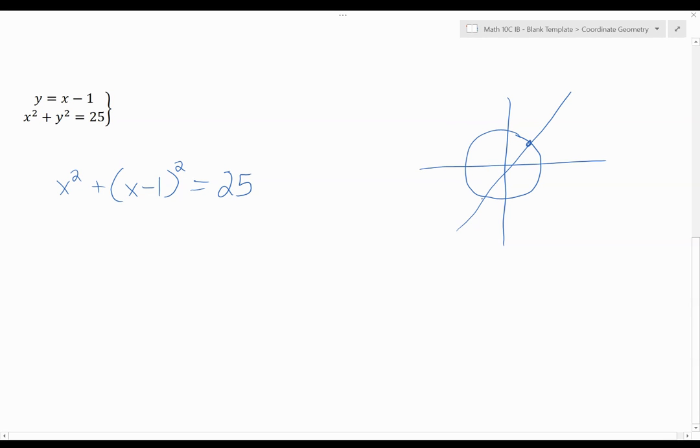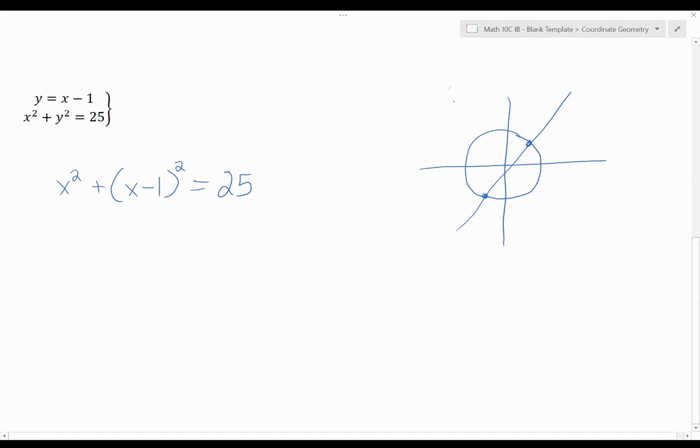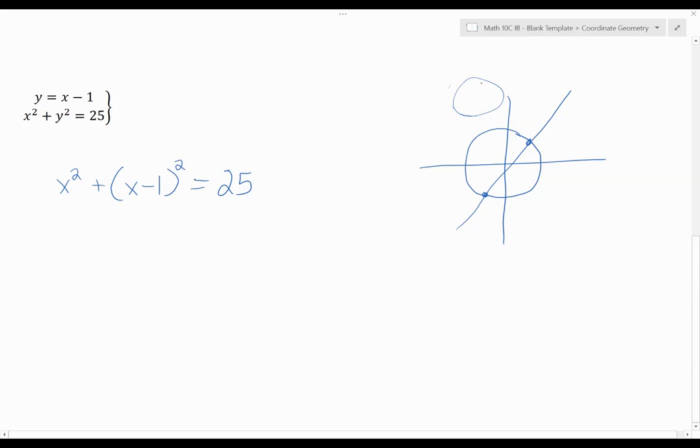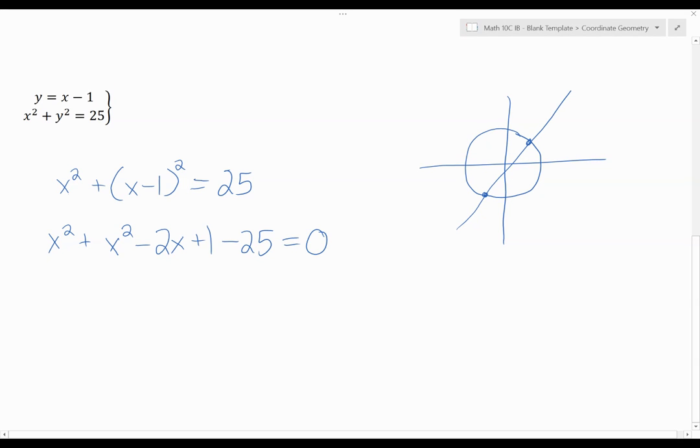So again, I'm expecting here to see two intersections. But again, it would be possible not to have any intersections, for example, if the circle was over here and never intersected with the line. In this case, we will find some intersections. So again, a quadratic equation. I'm going to distribute everything and bring it over to the same side of the equation. So x squared plus x squared minus 2x plus 1 is what I get when I expand out that squared binomial. And I'm going to subtract 25 from both sides, so I have minus 25 so that I have equals 0.